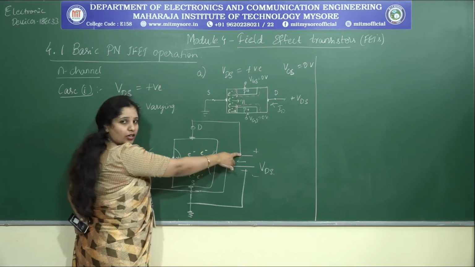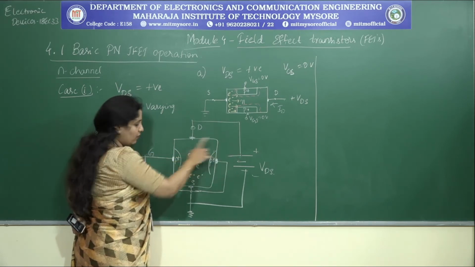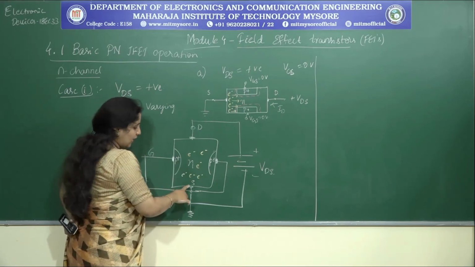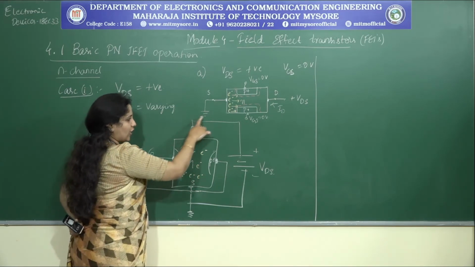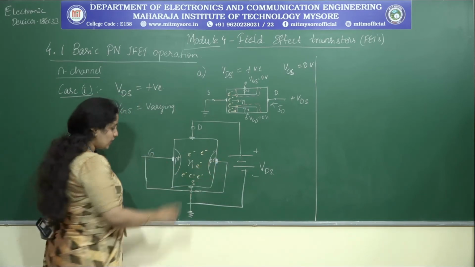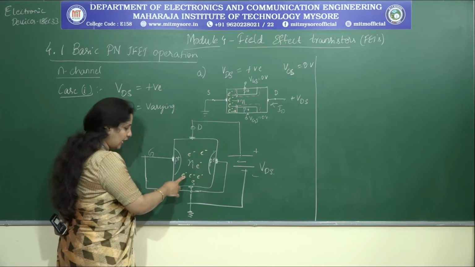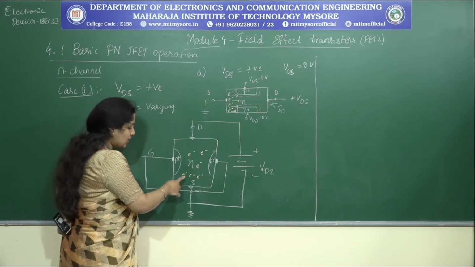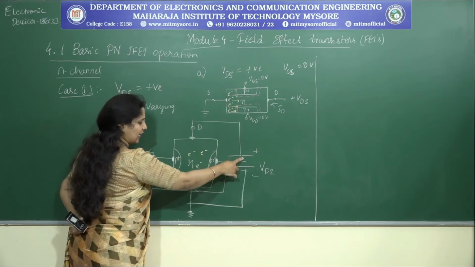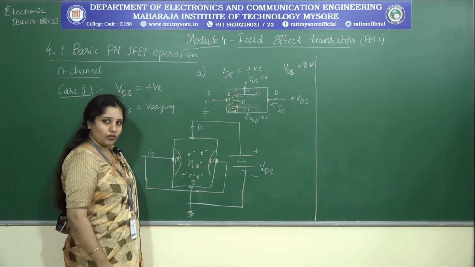Whereas when I consider this particular terminal, it is the positive terminal, whereas electrons are the negative charge carriers. As a result, what will happen? The electrons will tend to move in this direction and get attracted towards the positive terminal of the battery. Right? Therefore, I can say that the electrons which are present here are trying to get drifted towards the drain and get attracted towards the positive terminal of the battery.